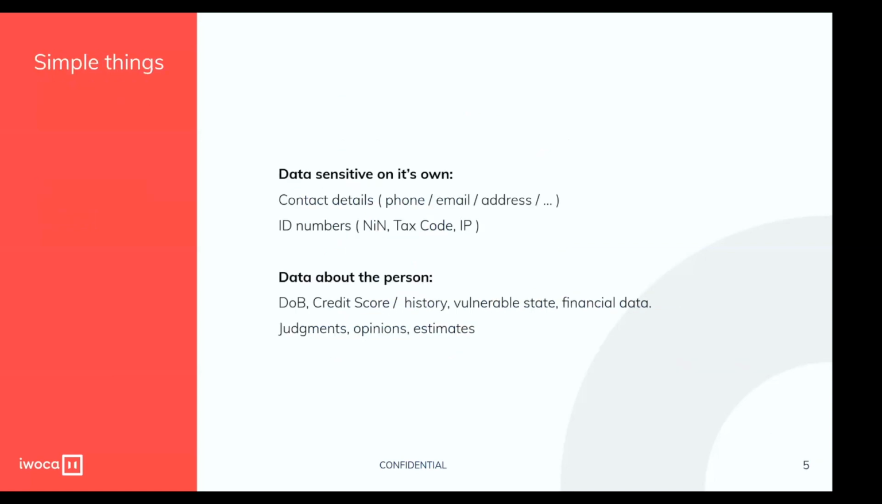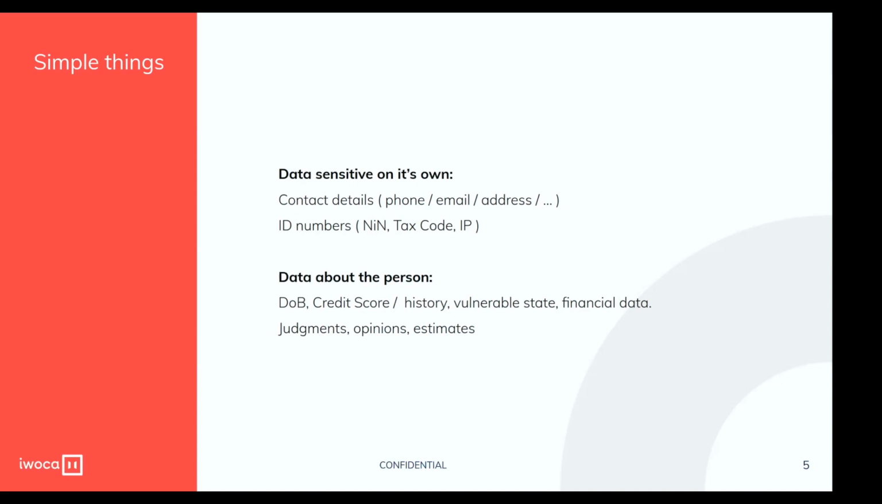Now, things we can collect in our company, but not necessarily do. Details that are just sensitive. You look at it and it's straight up sensitive. So phone, email, address, company address, different ID numbers like NIN, tax codes, someone's IP. It is actually considered PI, even though we know usually it isn't. Doesn't let you identify someone.